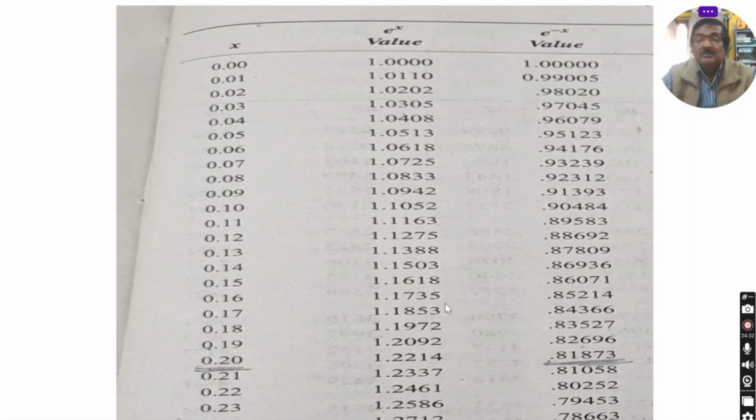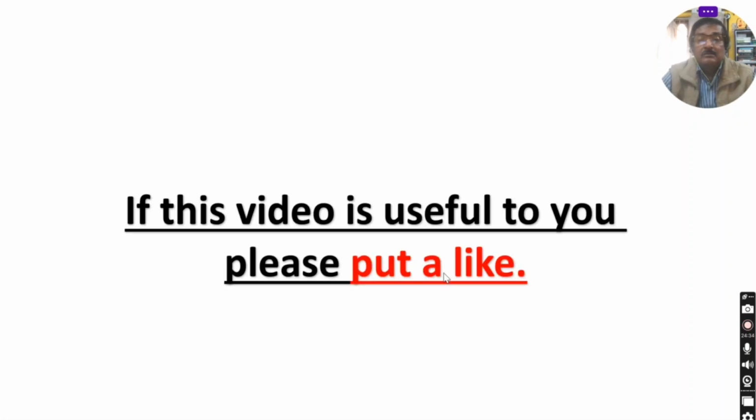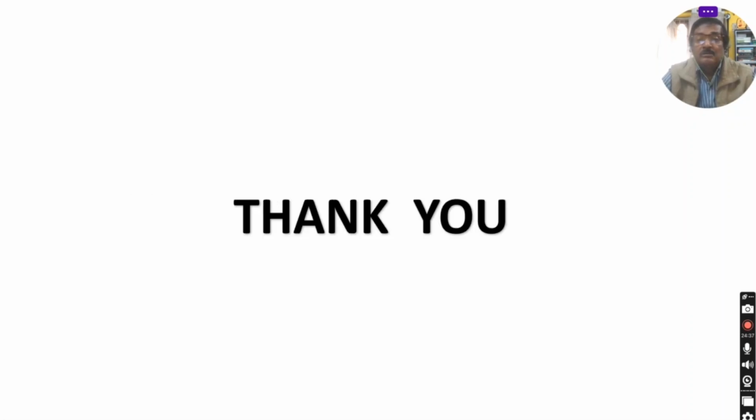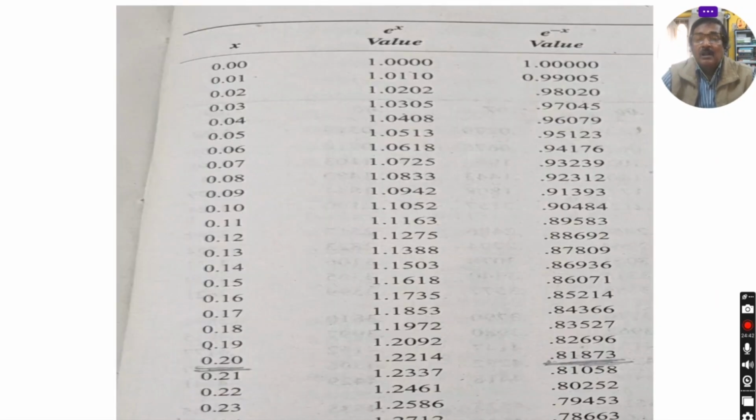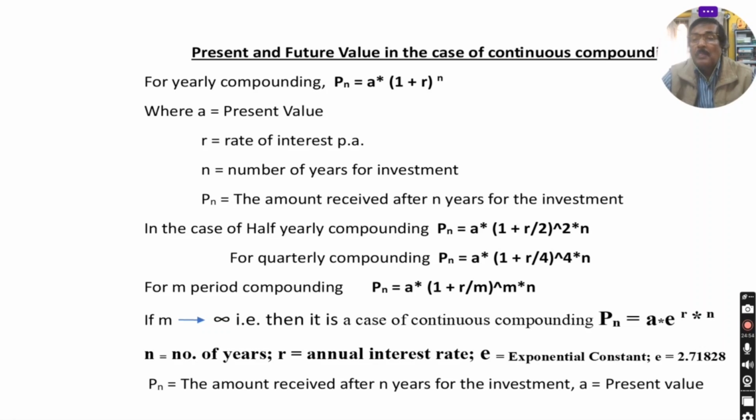Okay. Now this is the table. So this is all about your time value of money and how it is used in the case of continuous compounding, and the formula for finding the value in the case of continuous compounding has been discussed.